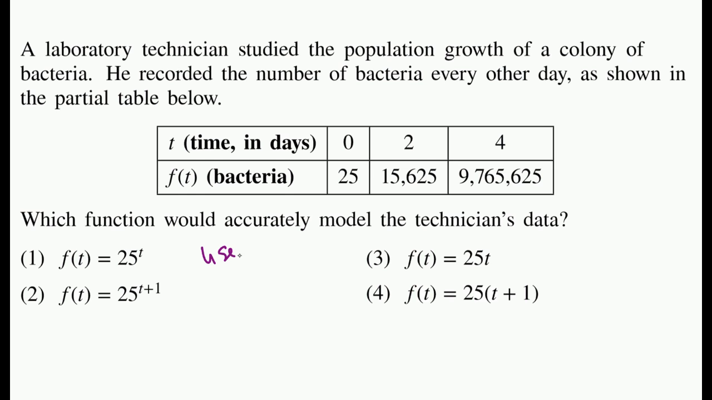Use your calculator. Plug it into y1, see if it matches. Be careful. Look at your x values. Your t values are 0, 2, and 4. So your table is going to go 1, 2, 3, 4, 5, but you only want to look at 0, 2, and 4. It comes out to be choice 2.